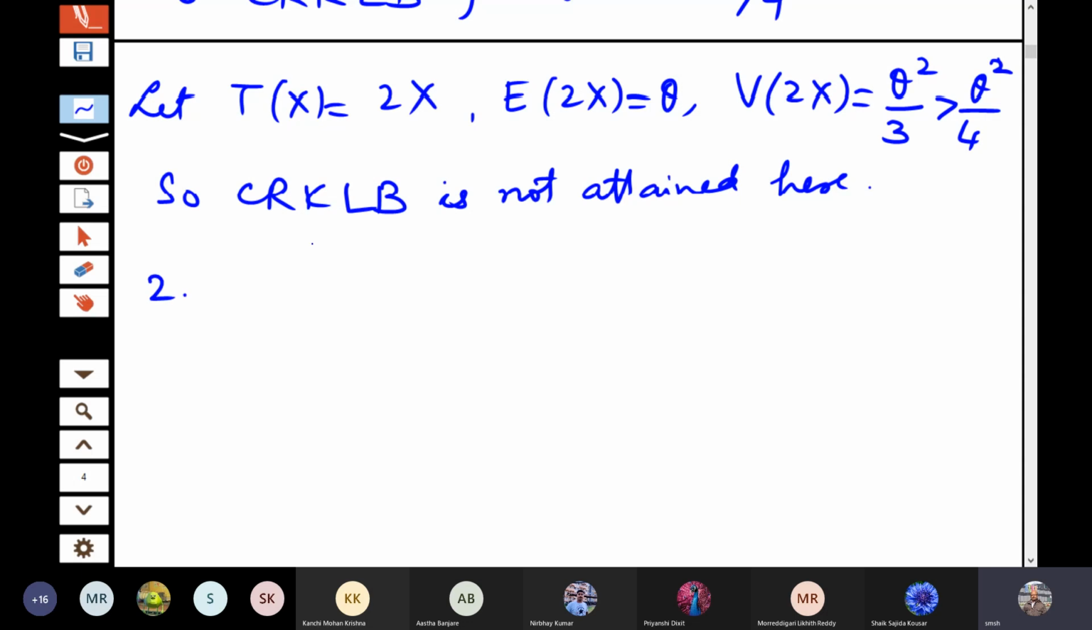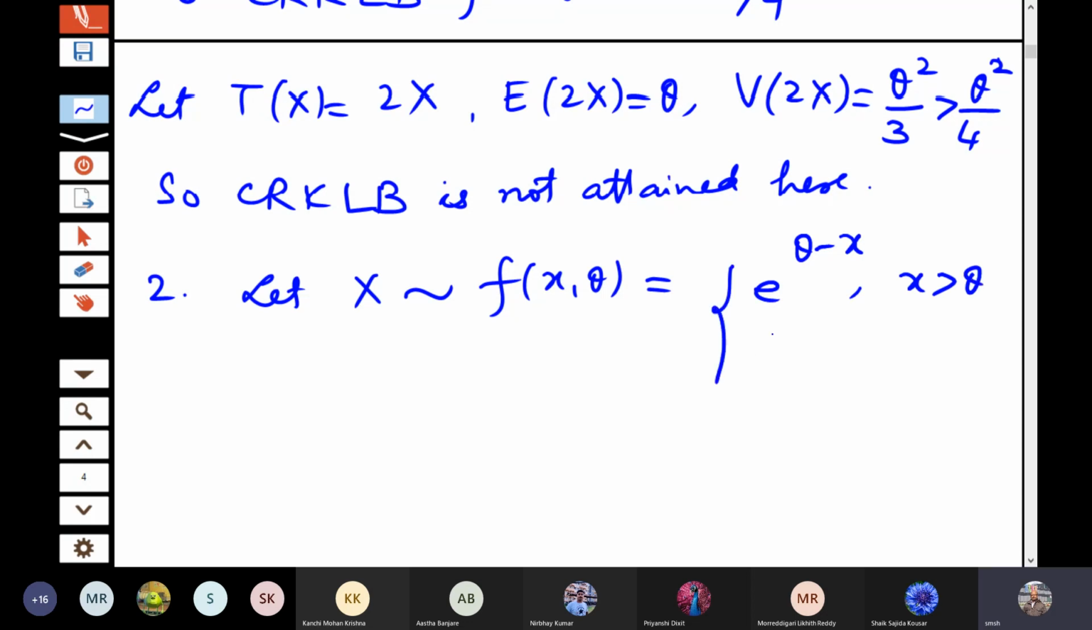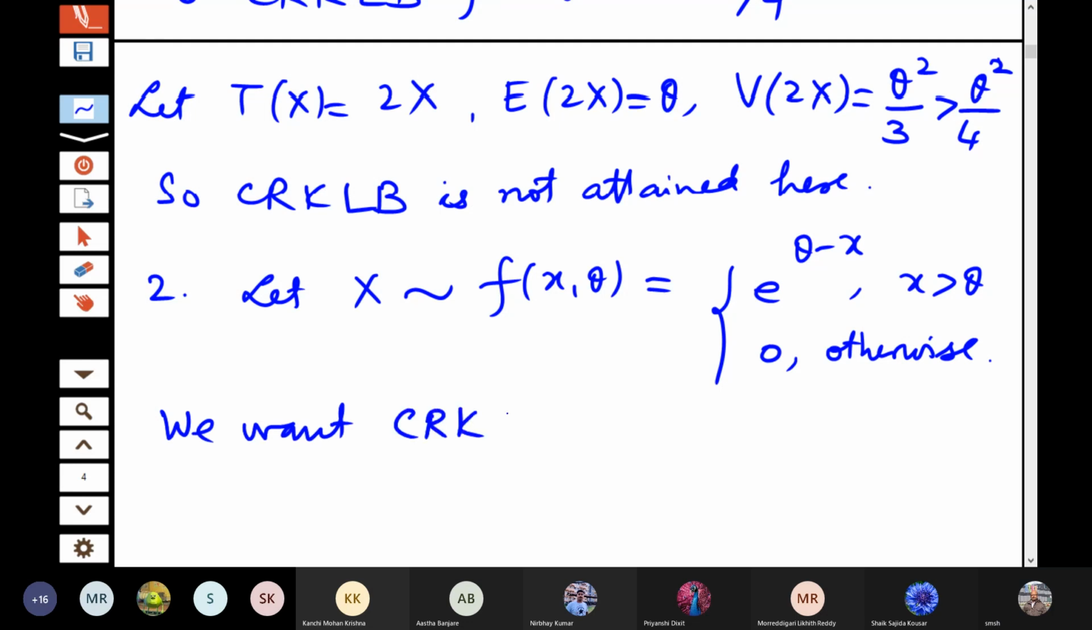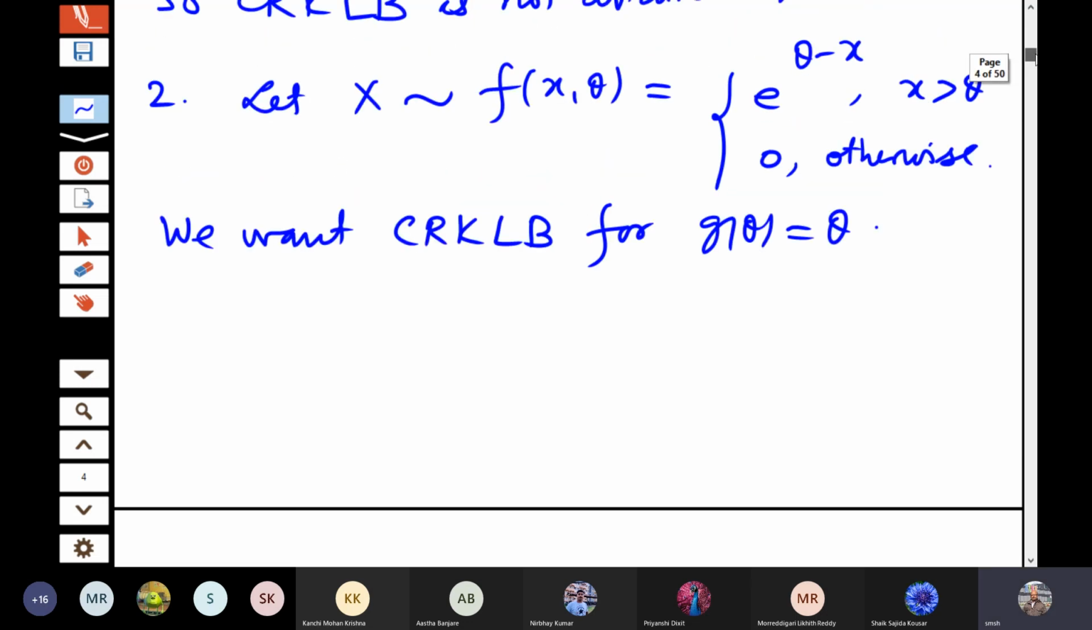Let me take another application here. Suppose I have an observation from an exponential distribution with only a minimum guarantee time theta, and we want to calculate the CRK lower bound for theta. So as before, I will consider fx phi by fx theta. So you need to write it here.